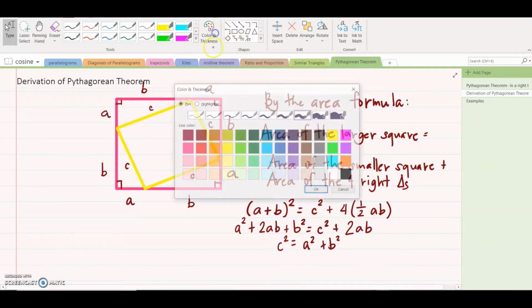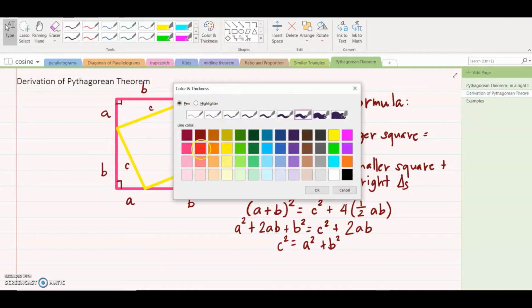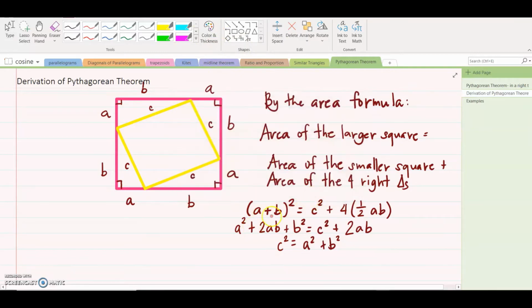Then you just cancel the 2ab's, since we're going to transpose 2ab to this side. So the final answer is c squared equals a squared plus b squared, which is the Pythagorean theorem. Okay, so that is how the derivation of the Pythagorean theorem goes.